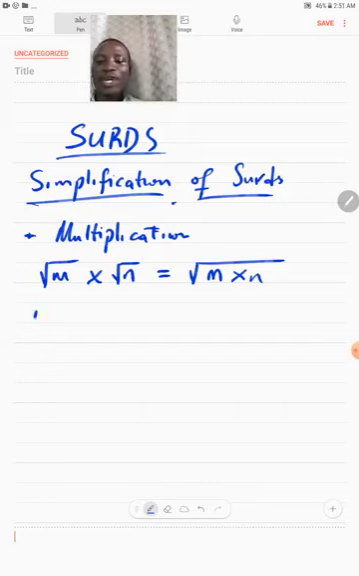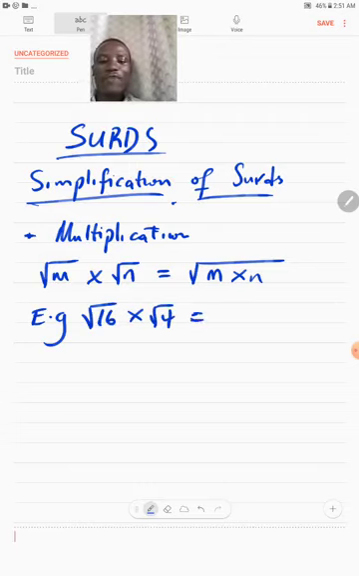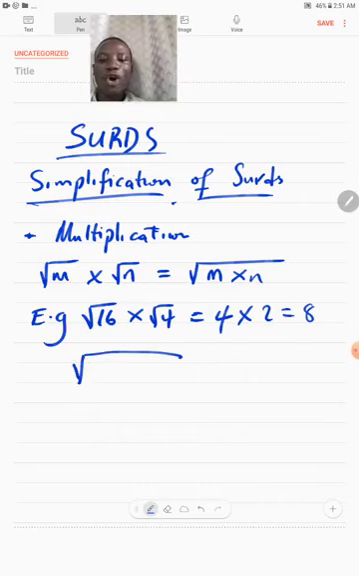So if we take an example, let's put a number: root 16 multiplied by root 4. If we solve this separately, square root of 16 will give me 4, and square root of 4 will give me 2, and 4 times 2 will give us what? 8. What if we do the one with all root also, where we have all root 16 times 4?